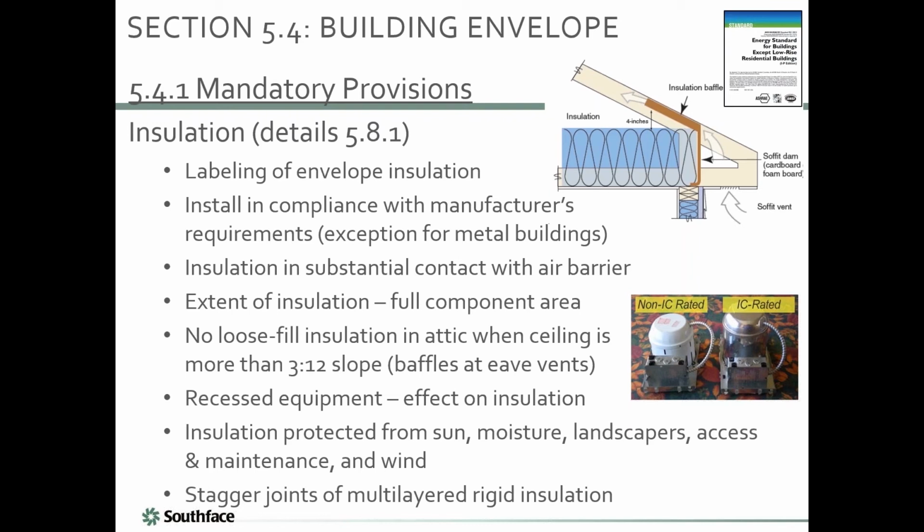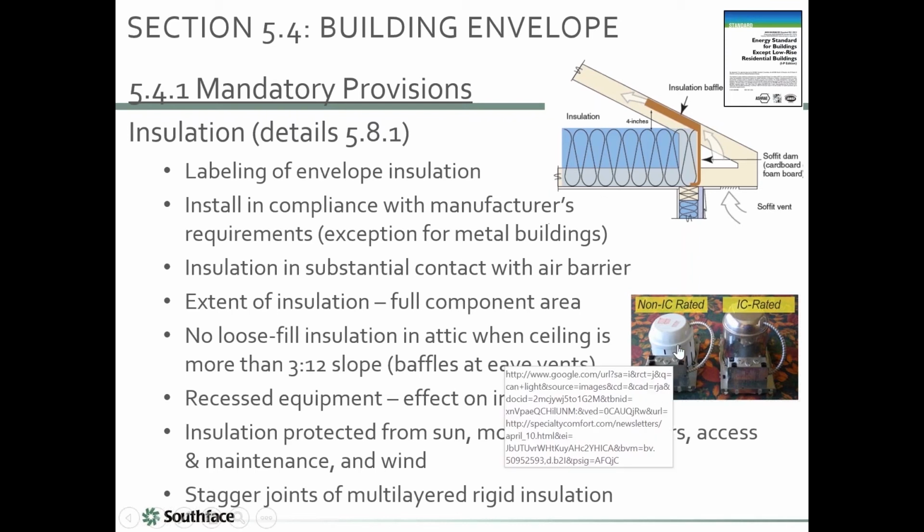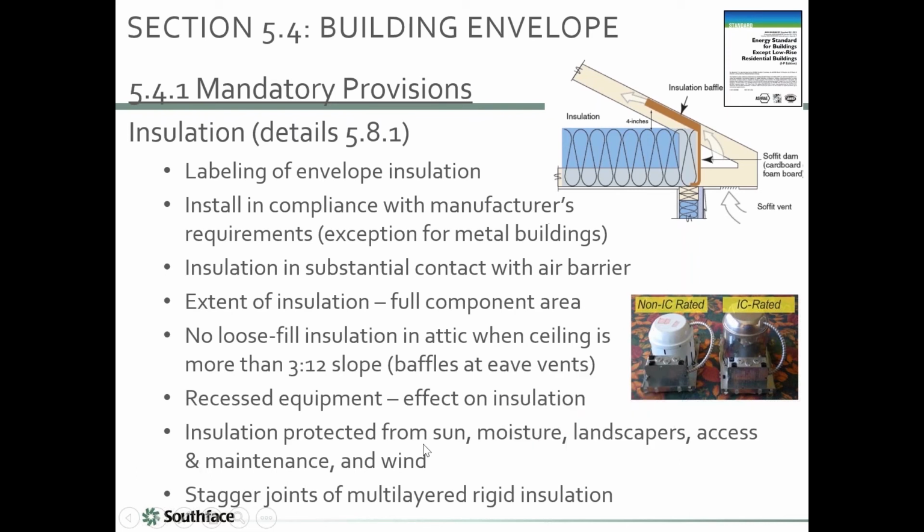All right, just some miscellaneous things. If you've got a low slope roof or a 3 in 12 or more than a 3 in 12 pitch roof, and it's like a scissor truss, they want you to not use loose fill. Recessed equipment, basically you don't want the can light that's not airtight and IC rated in your insulated ceilings. You need the right one. And any insulation needs to be protected from the elements, especially if it's running along the rooftop. And then if you have multiple layers, you want to stagger the joints.